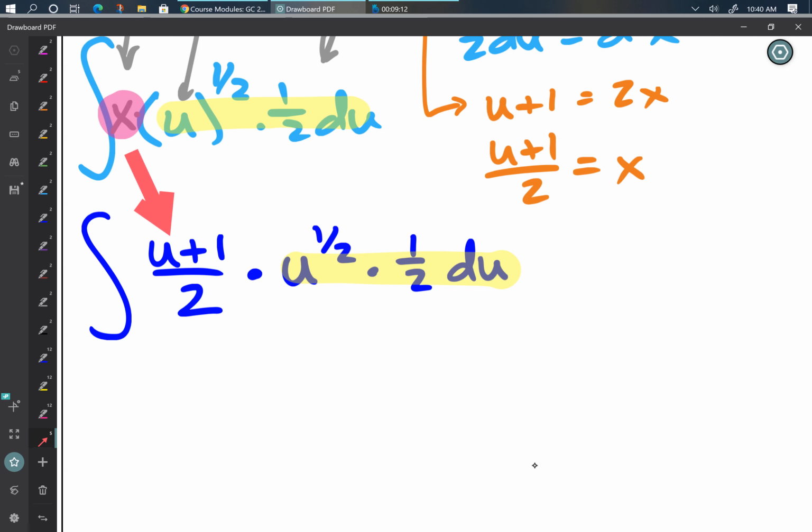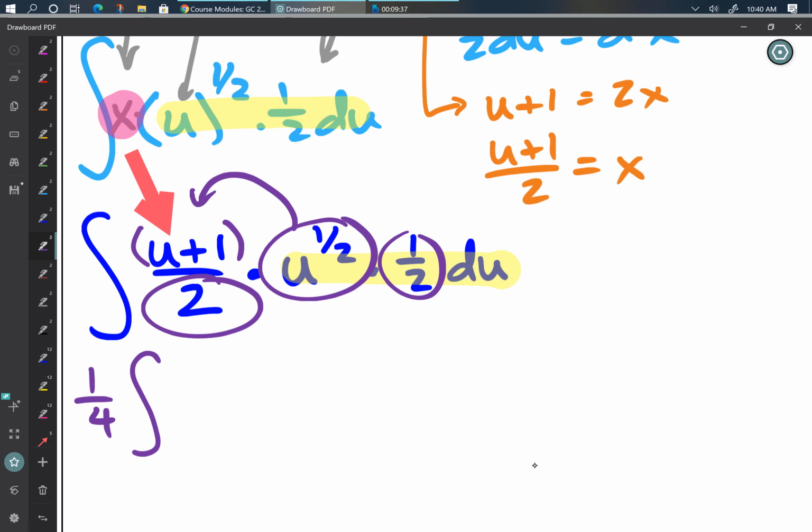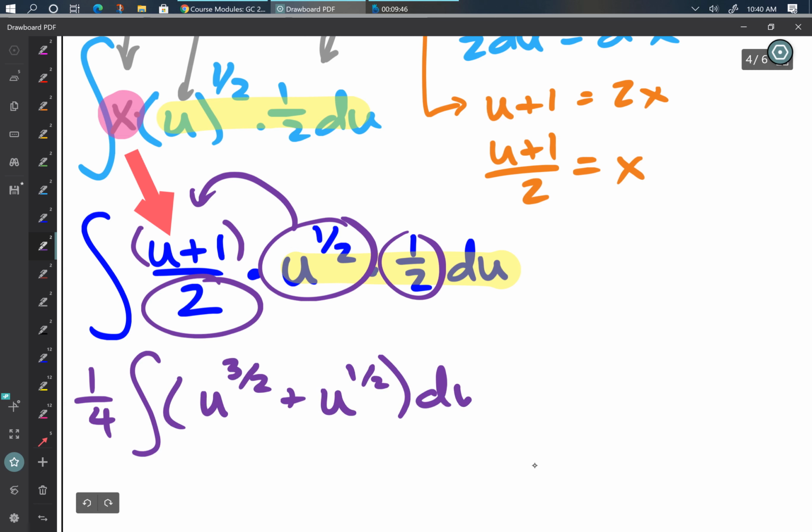Okay, now I've got to figure out what to do with this mess. Right? It looks like it's going to be hard to integrate, but if I do a couple more tricks with the algebra here, I'm going to take this and call that 1/4, and I'm just going to put it out in front of the integral just to get it out of the way. I'm going to call this a binomial and this a monomial and distribute that monomial into that binomial. And then my integrand is going to become u to the 3/2 plus u to the 1/2 du.